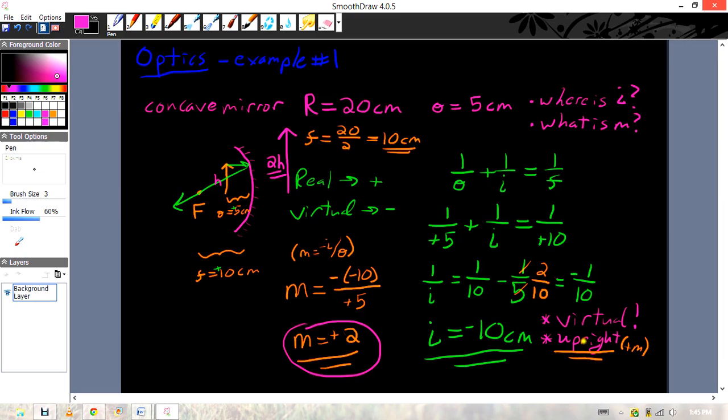So it's virtual, upright, 10 centimeters away, twice as tall, again, upright.